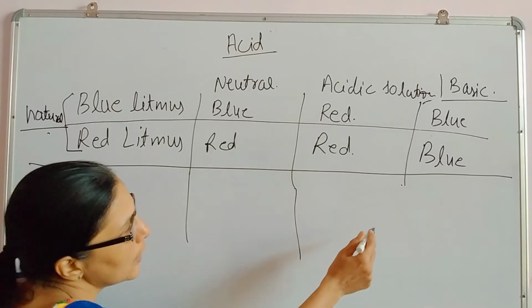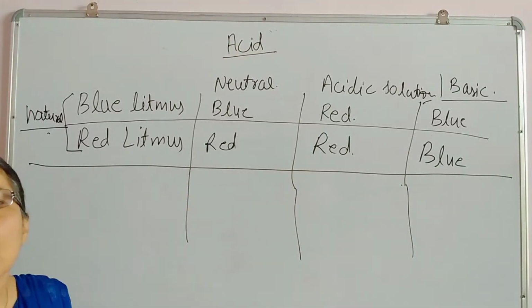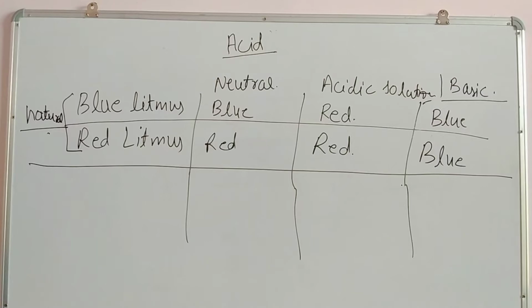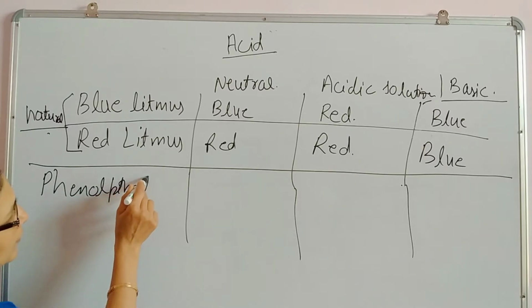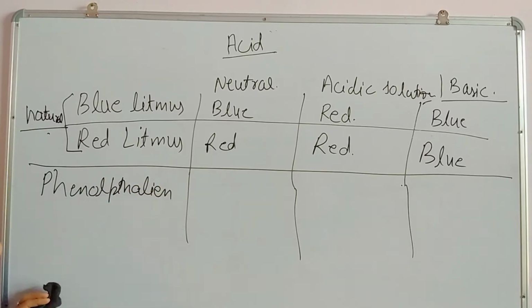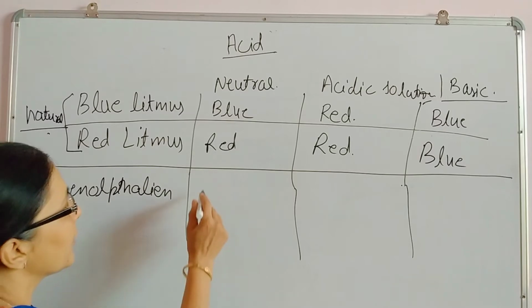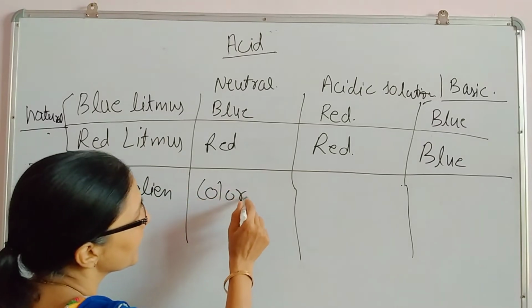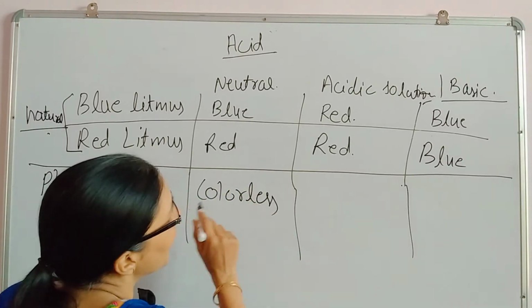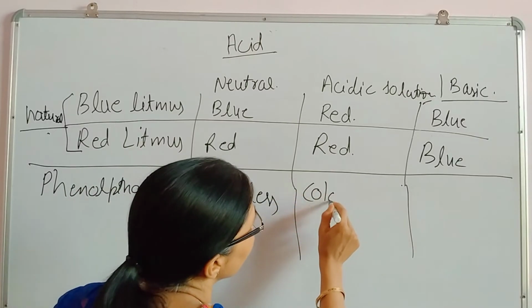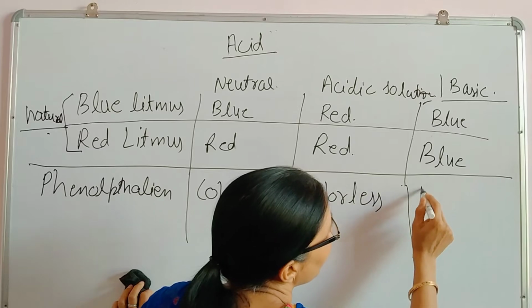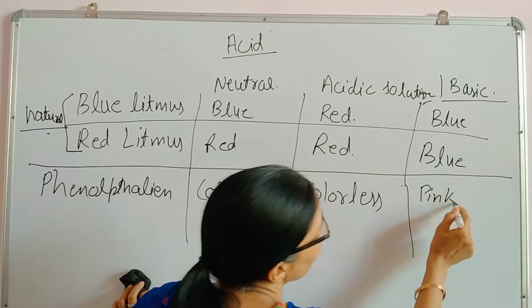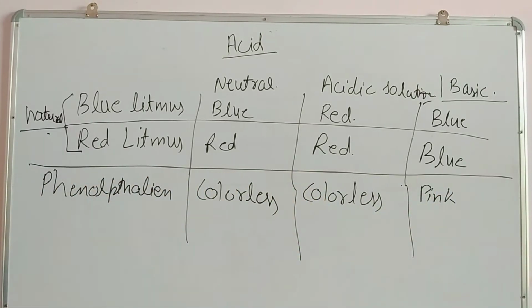Next, some synthetic indicators we have to study. The first one is phenolphthalein. This phenolphthalein, when added to neutral, will remain colorless. When added to acid, then also it will remain colorless. When added to base, dark pink color will arise. This is the nature of phenolphthalein.